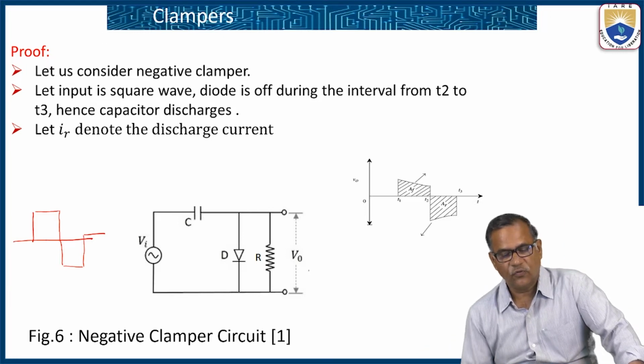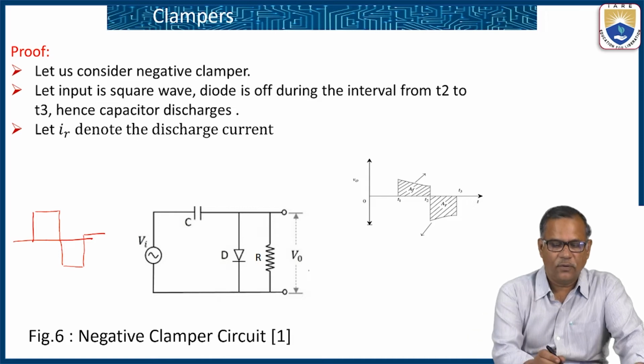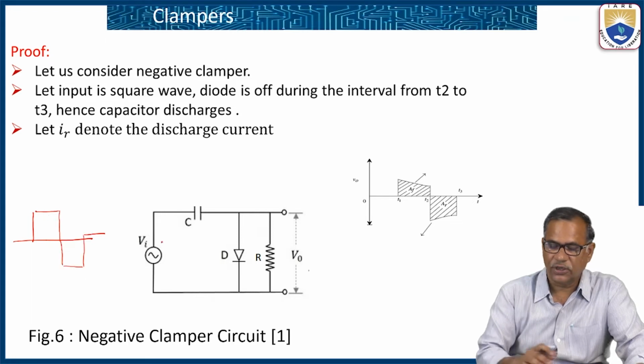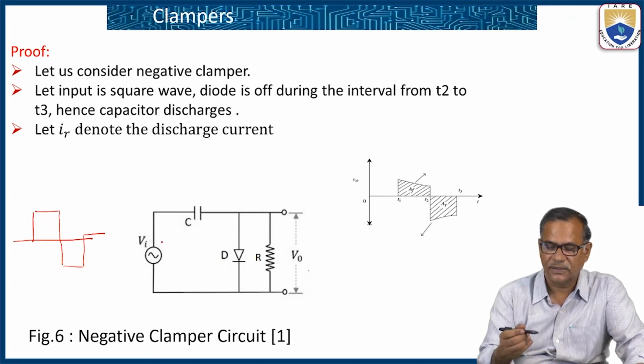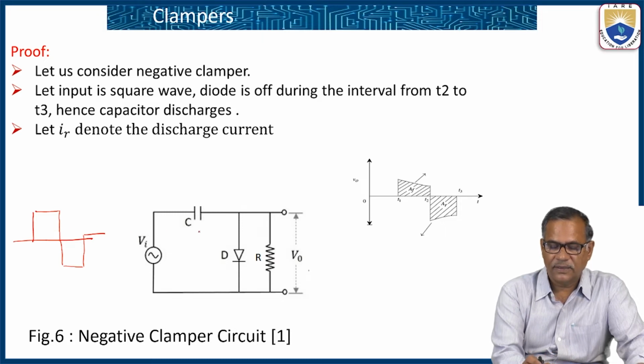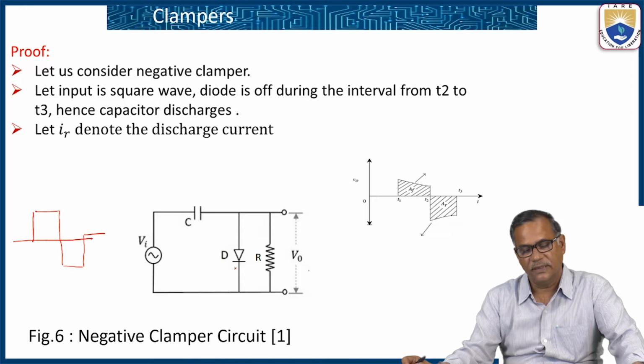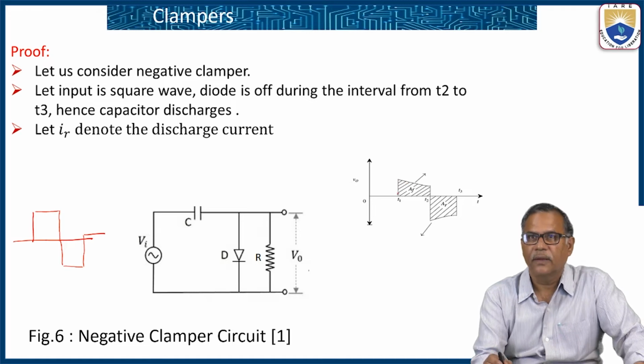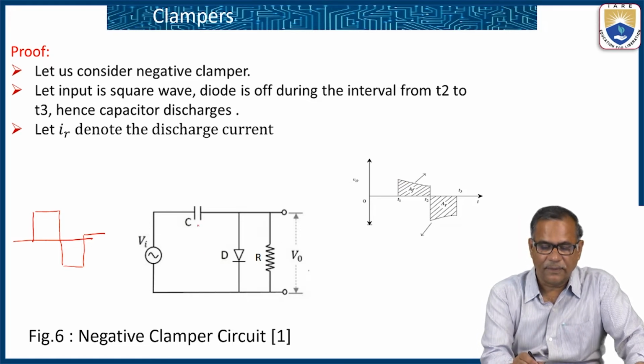Initially the voltage across the capacitor is 0. So when the input voltage is maximum, what happens? The capacitor gets slowly charged, the diode is in forward bias, and the capacitor is charged to the peak value. As time goes on, the voltage across the diode falls down in this way.